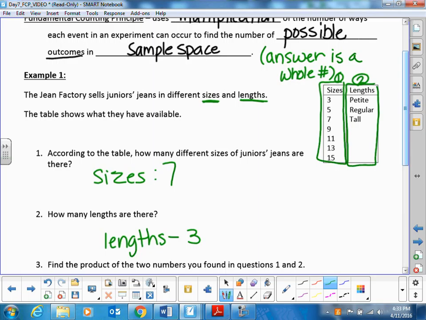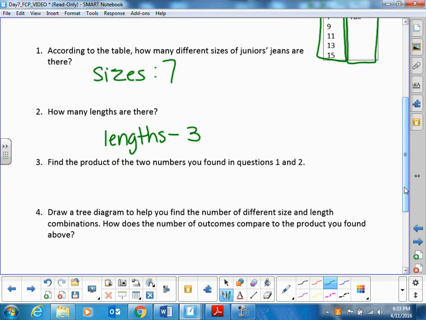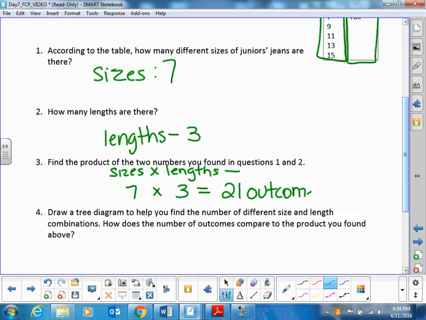So to find the fundamental counting principle, all you're going to do is take your sizes times your lengths to find the total number of outcomes. So sizes was 7 times your lengths, which is 3, and so your total number of outcomes is 21. And that's as simple as it's going to get. If you take your number of choices for each one, sizes, there were 7 different choices. There are 3 different choices of lengths. You multiply them together, and that gives you your total outcomes.